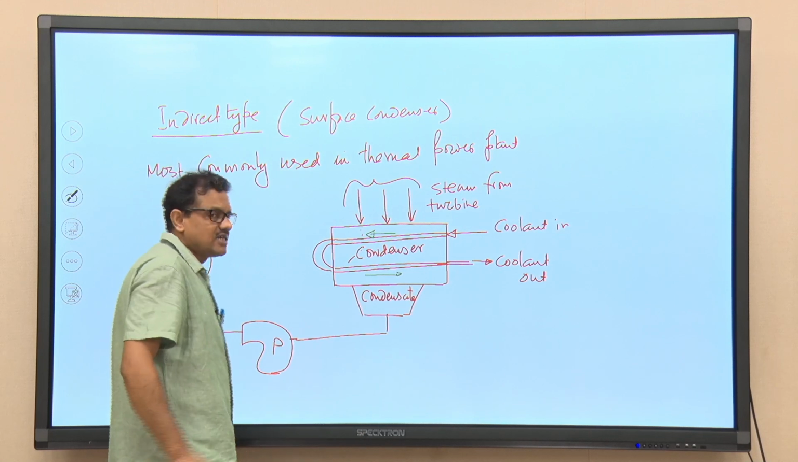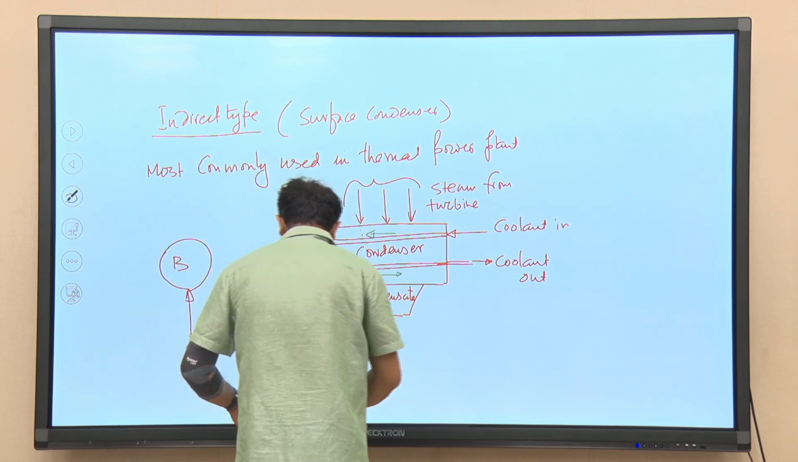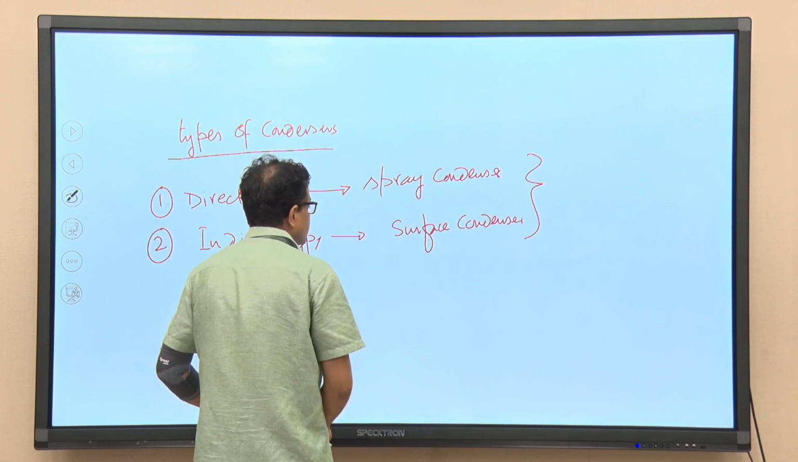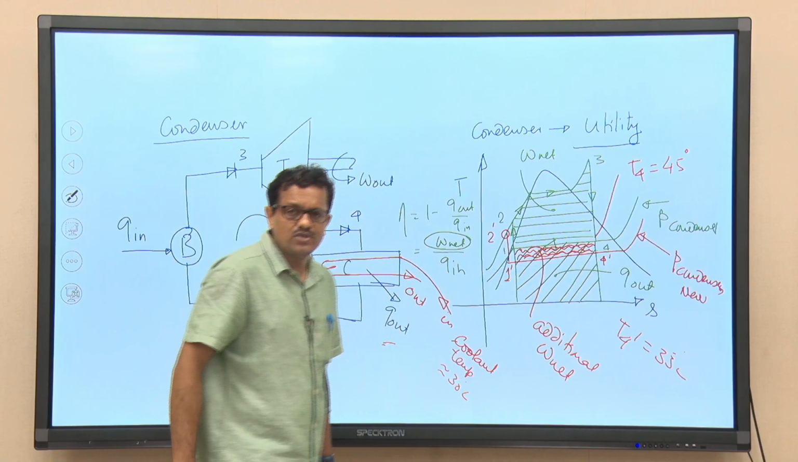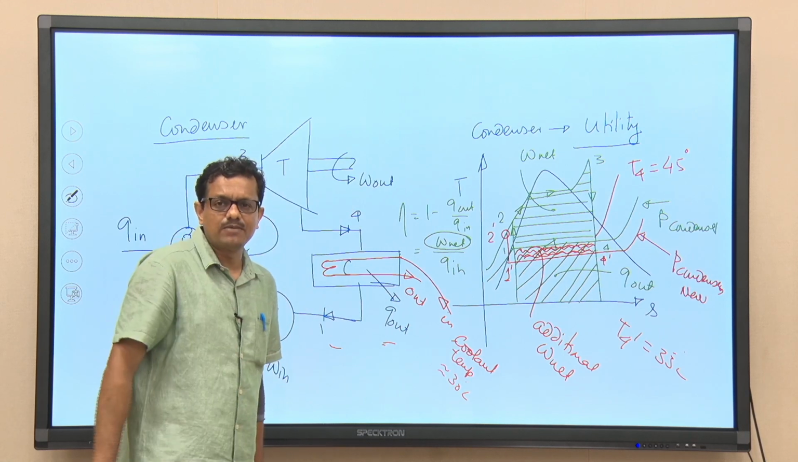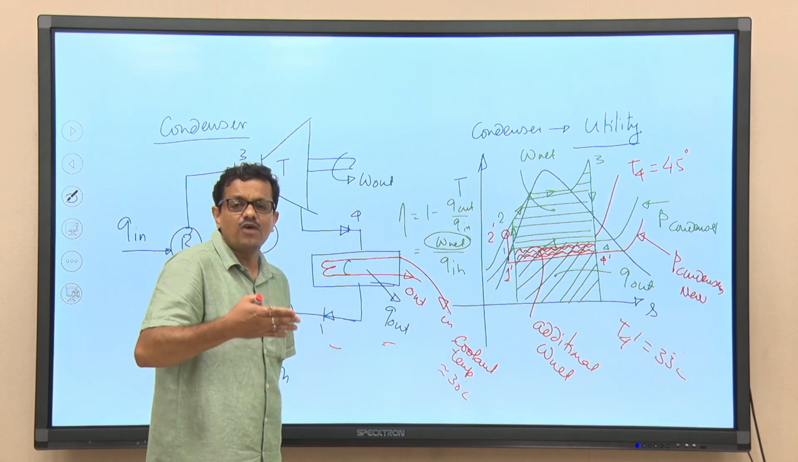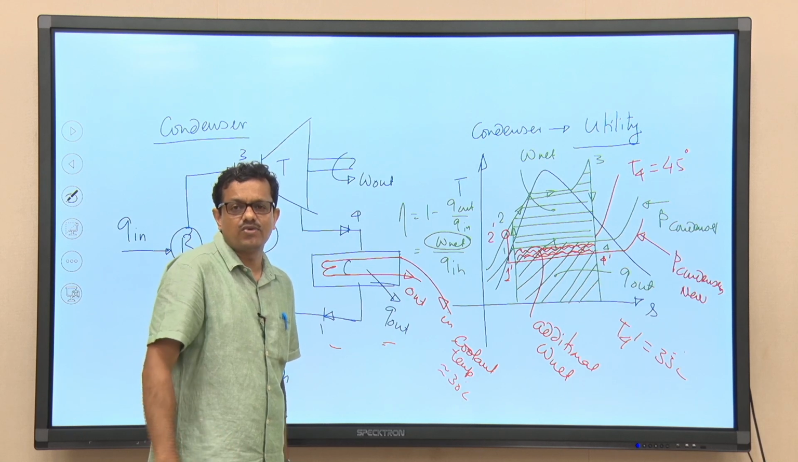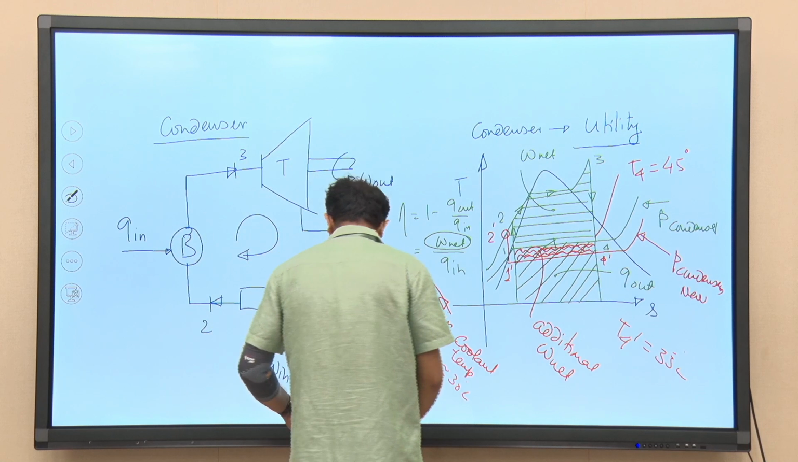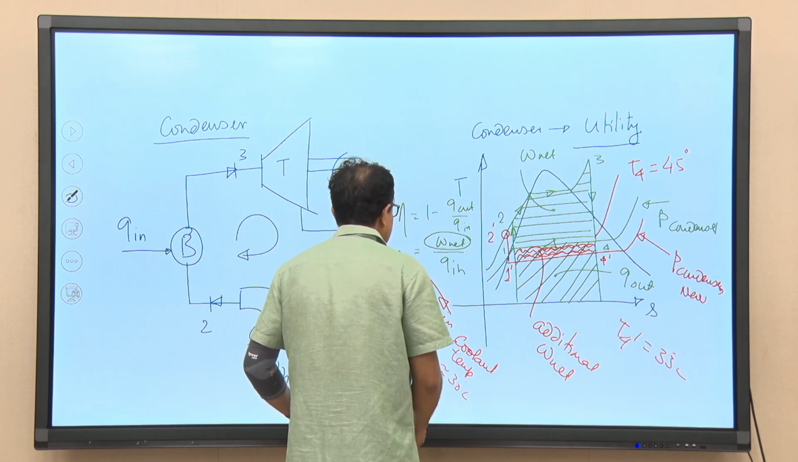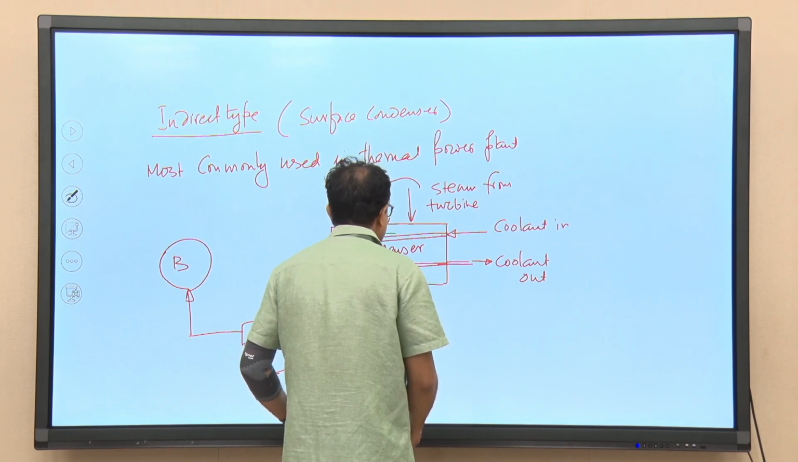As I told you, if I go back to the previous slide, condensers are normally operated at a pressure which is sufficiently less than atmospheric pressure. So, chances of air leakage through the condenser are not unexpected. Rather, it is expected that air will leak into the condenser.